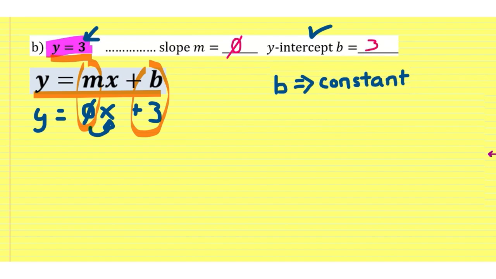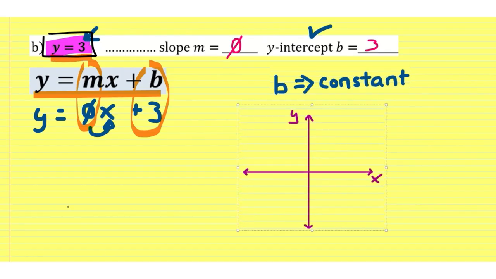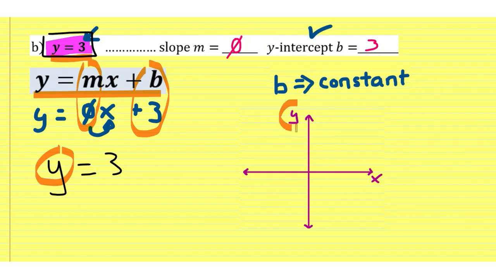However, there's another way to think about this. What does y equals 3 look like when we graph it? Okay, so let's pull up an x and y axis here. If I have y equals 3, it's just a y equals equation, and it is only going to touch the y-axis. So that means that I'm going to go find 3 on the y-axis. So let's just say that there's 1, 2, 3. So right there is 3. And it's only going to cross that y-axis. It is going to be a horizontal line.